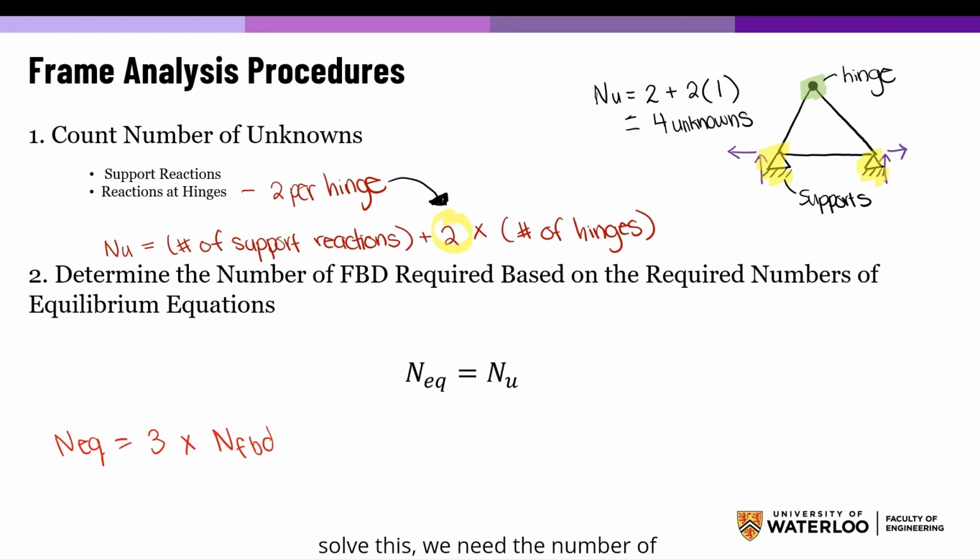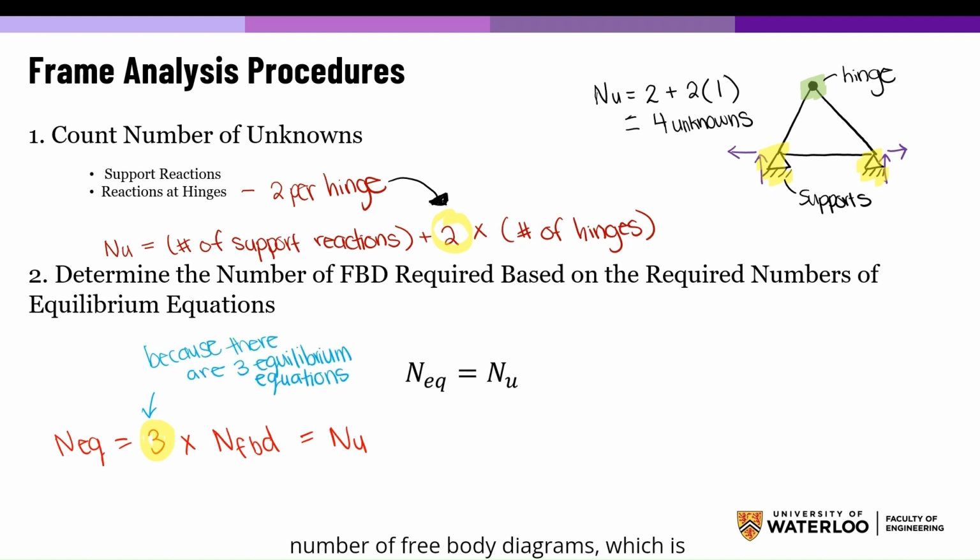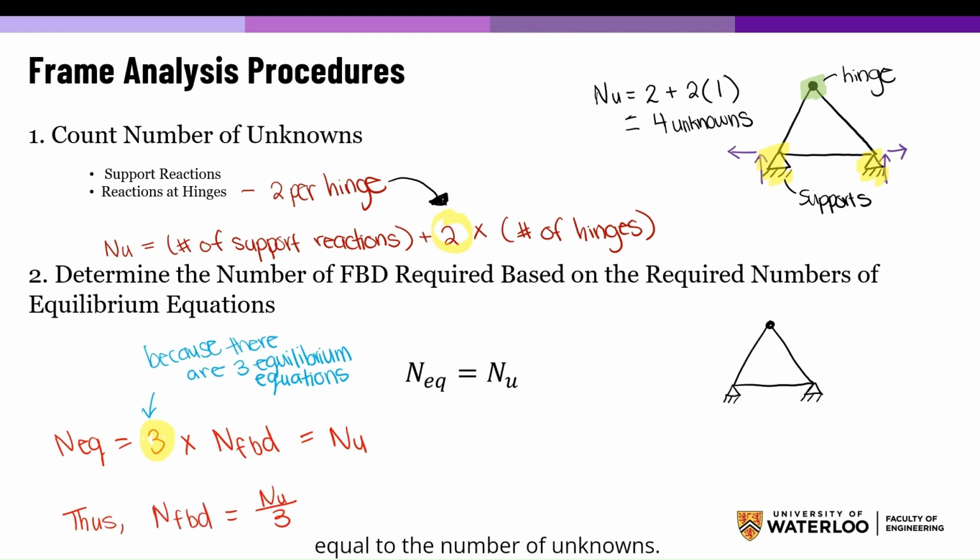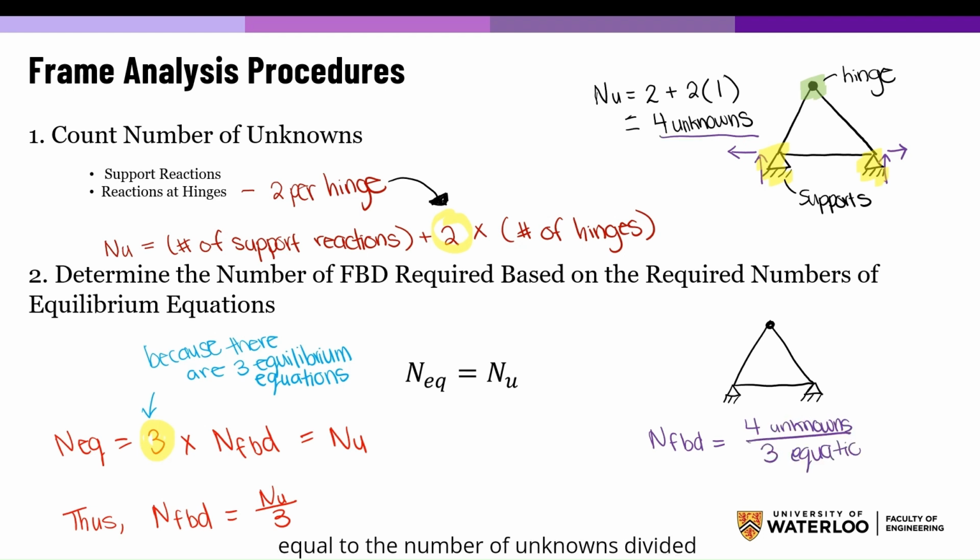So to solve this, we need the number of equations to equal the number of unknowns. So recall that the number of equations is equal to 3 times the number of free body diagrams, which is equal to the number of unknowns. Thus, the number of free body diagrams is equal to the number of unknowns divided by 3.